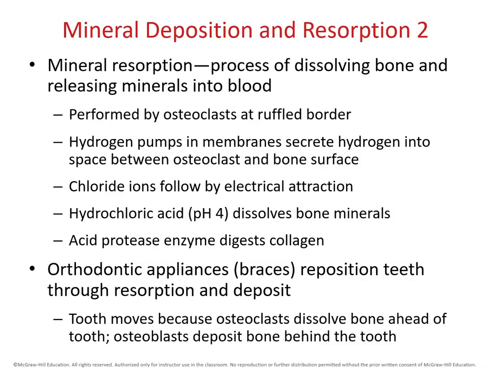We have hydrogen pumps that secrete hydrogen into the space between the osteoclast and the bone surface, and this creates chemical attraction, and then hydrochloric acid, which has a pH of about 4, dissolves some of the bone material. And then we have protease enzymes that digest the collagen fibers. An example of how this works in real life is braces. The whole concept of braces is that by putting pressure on teeth, we can cause mineralization and resorption where we want it to, so that the teeth actually move.